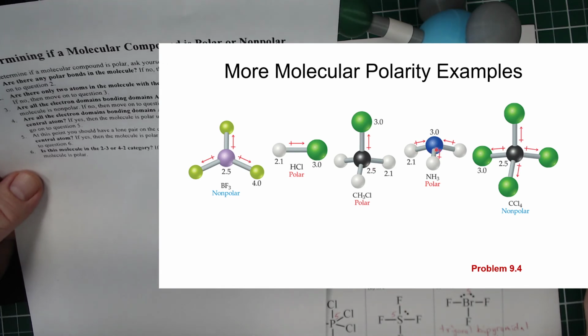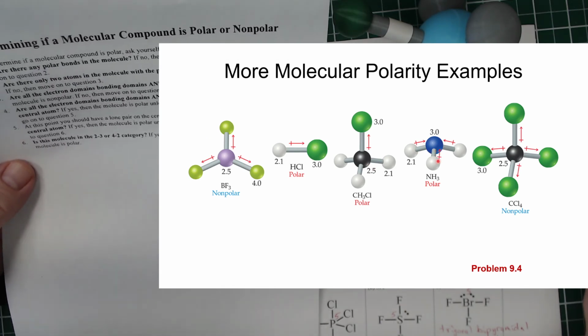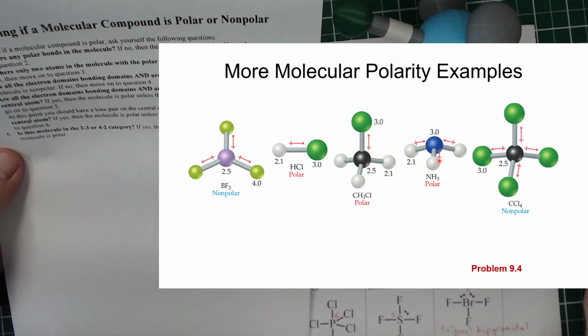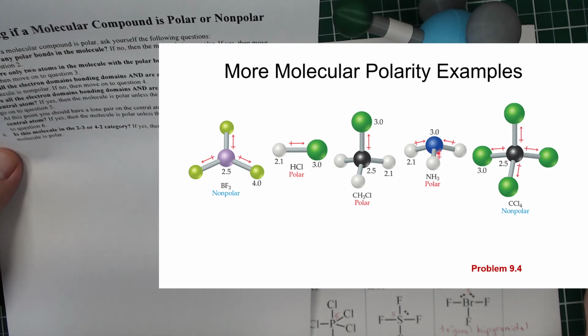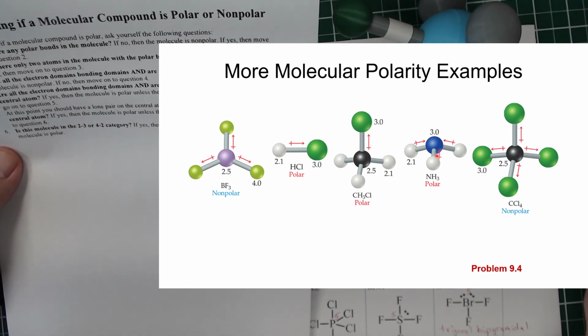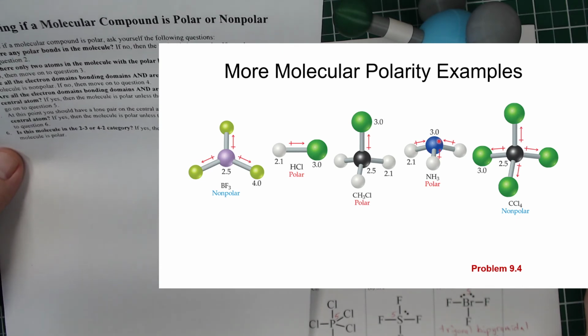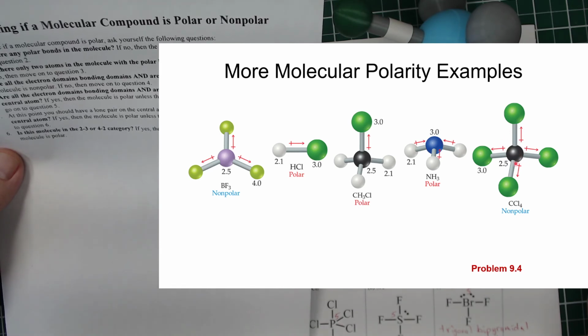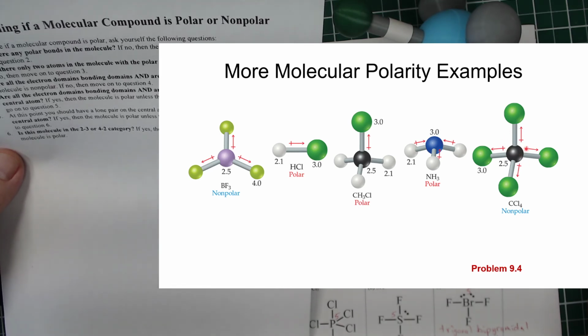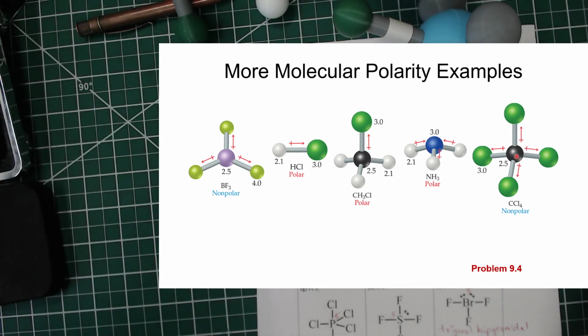All right. For ammonia here, we will end up with a polar molecule as well because we have a lone pair on the central atom. All right, and then finally here, this one is 4 bonding domains. They're all bonding domains, and there's no lone pairs. These are all the same, so that one is going to be nonpolar.